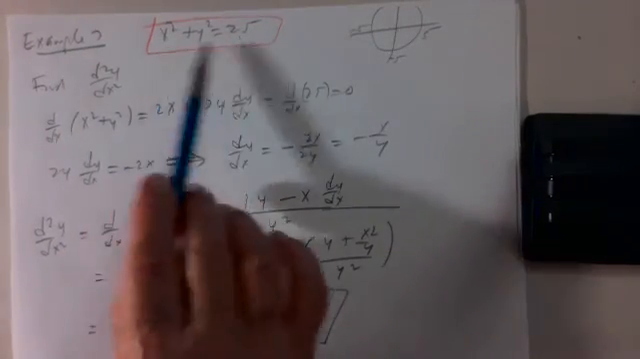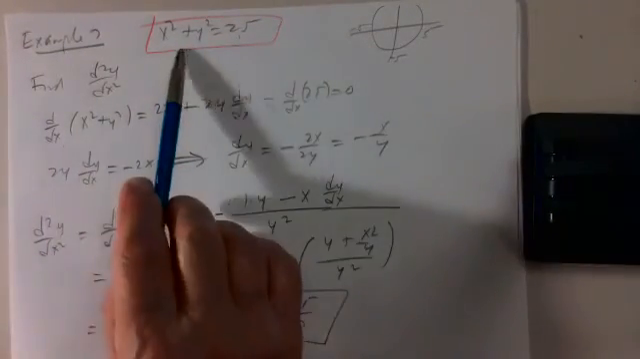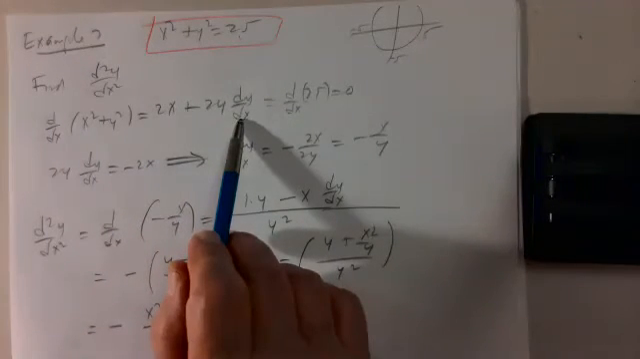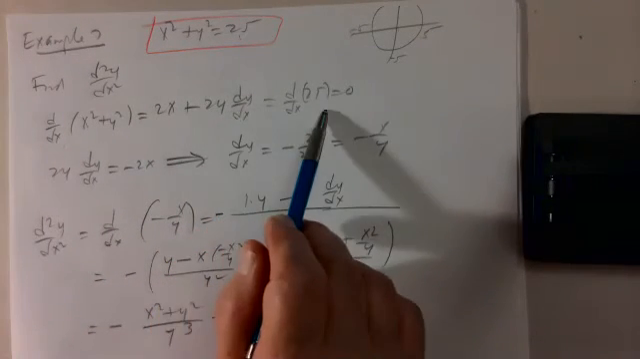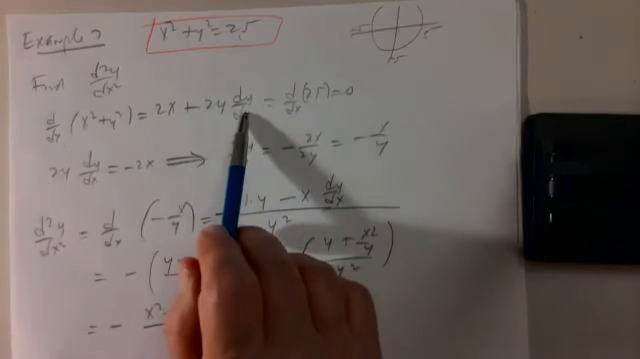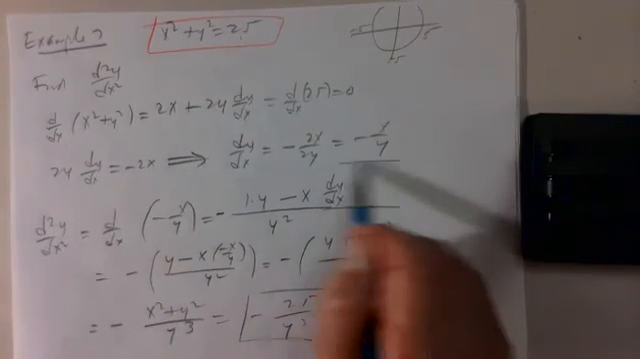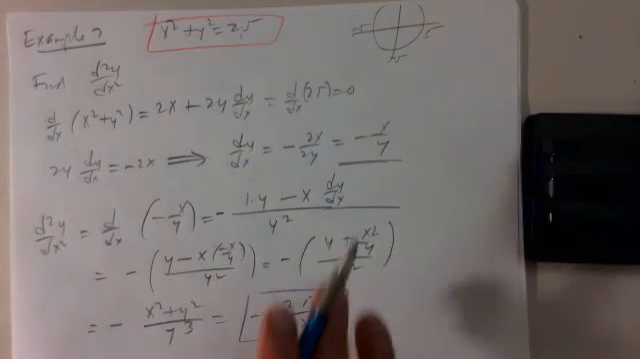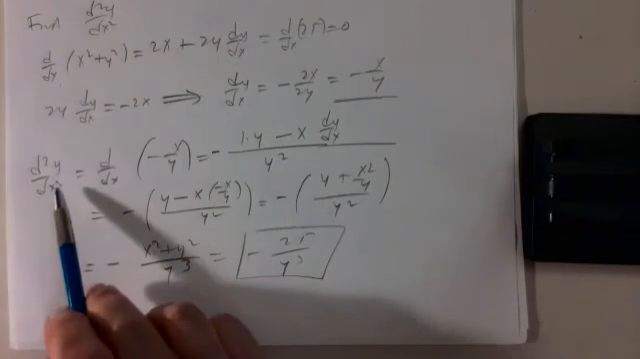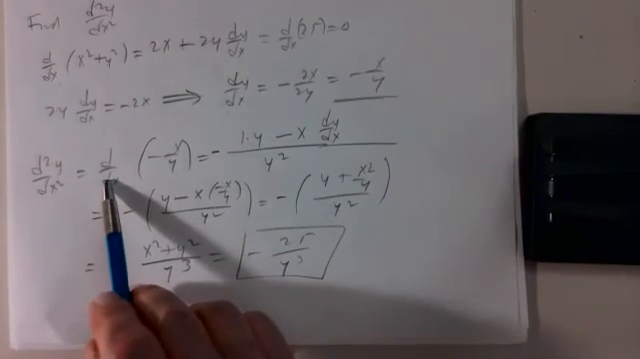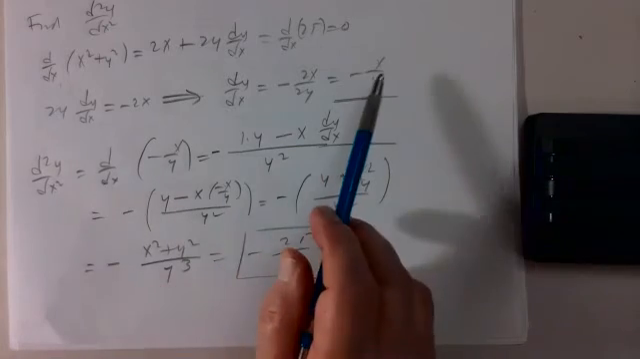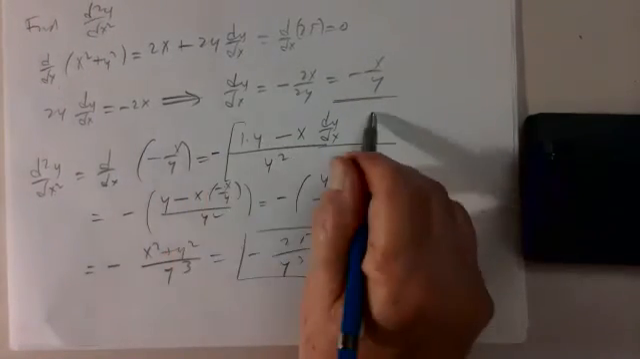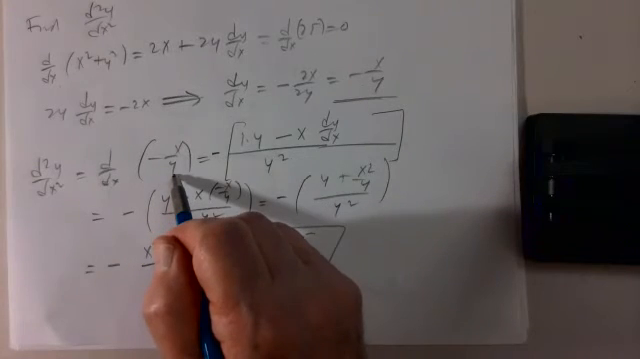If you differentiate both sides with respect to x, on the left you get 2x plus 2y dy dx, and on the right you get 0. So you solve for dy dx. The first derivative is minus x over y. The second derivative is the derivative of the first derivative. That means the derivative of minus x over y. So that's minus the derivative of x over y.